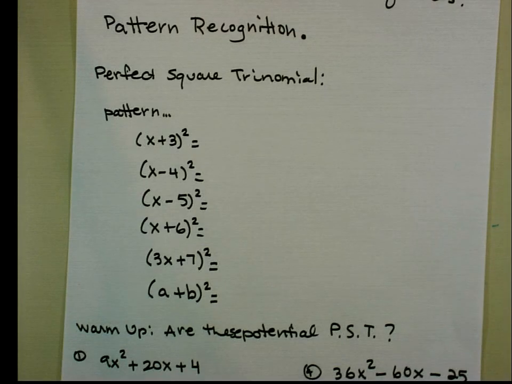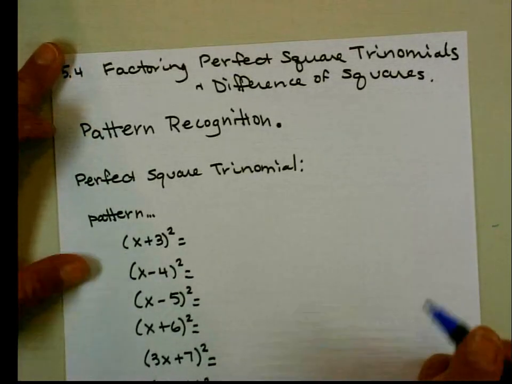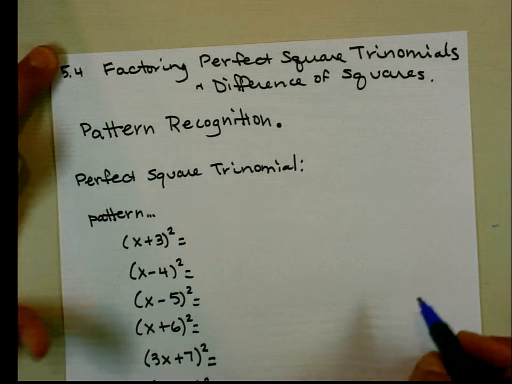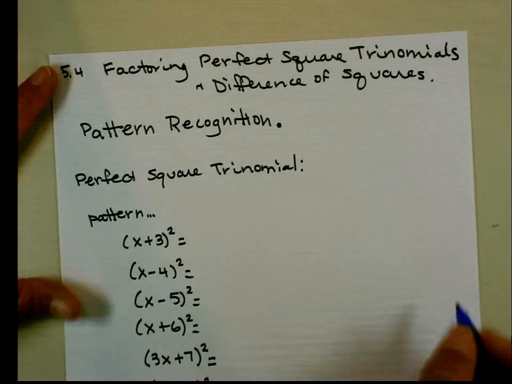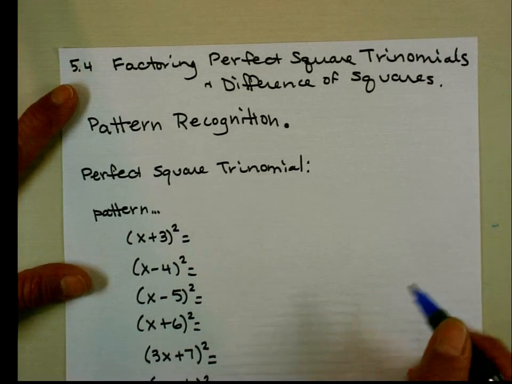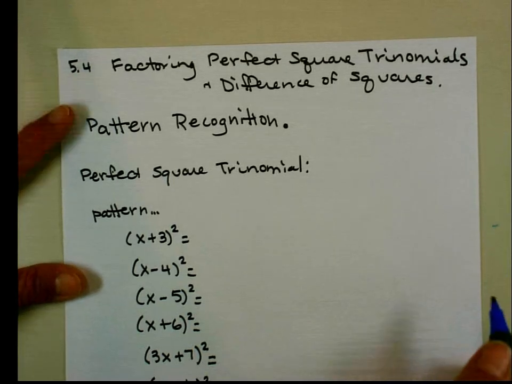Hi, so right now we're going to talk about factoring perfect square trinomials into difference of squares. So these are about pattern recognition, period. That's it. We're just looking for a certain pattern, and if we see it, then it's an "oh, I know how to factor it" kind of moment. Okay. So first of all, we have to figure out what those patterns are.